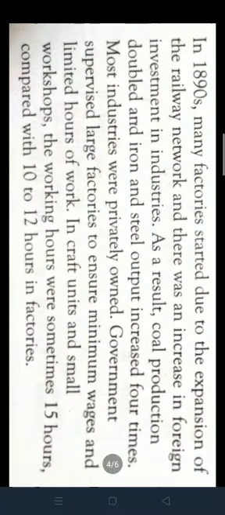Let us continue with economy and society. In the 1890s, many factories started due to the expansion of the railway network, and there was an increase in foreign investment in industries. As a result, coal production doubled and iron and steel output increased four times. Why did coal and iron and steel increase? Because of the railway. Railways require coal as fuel, and iron and steel to build the tracks, and the compartments of the train are made of steel only. So these three productions increased too much.